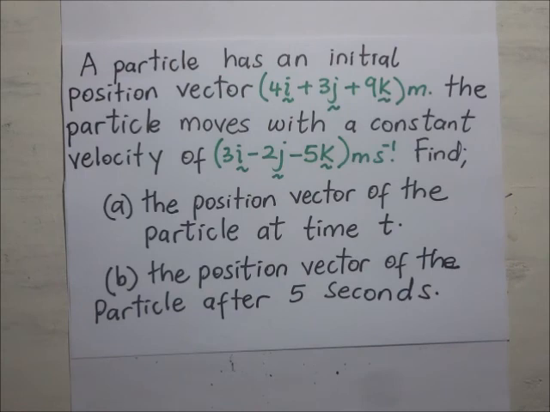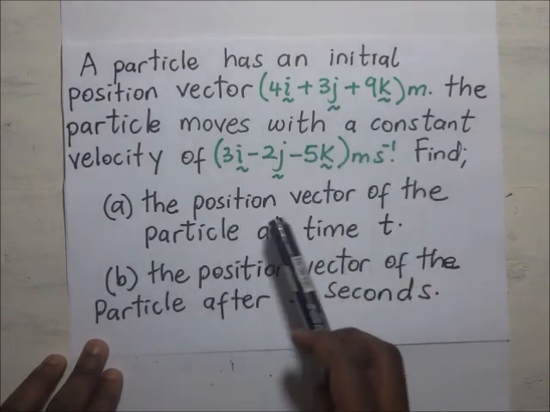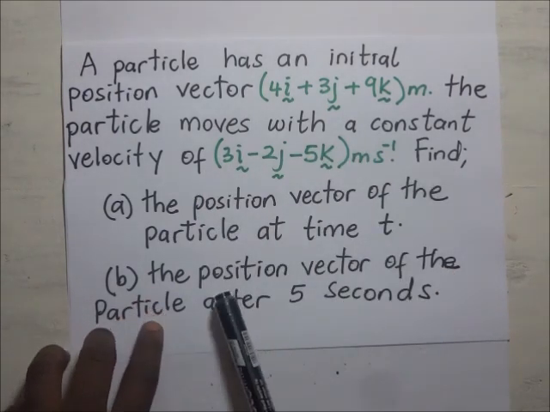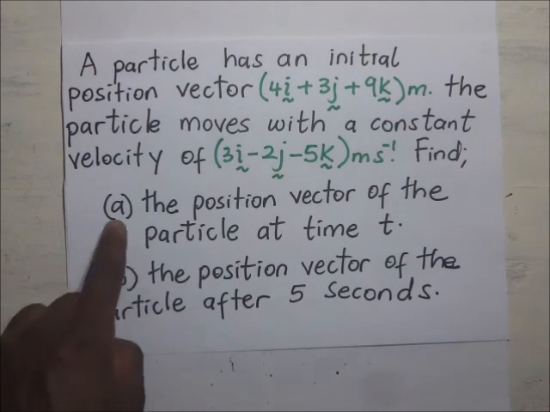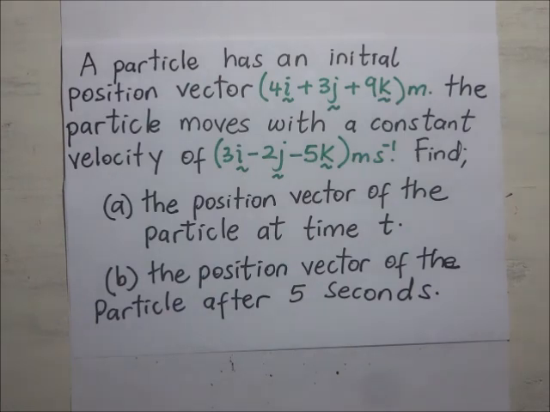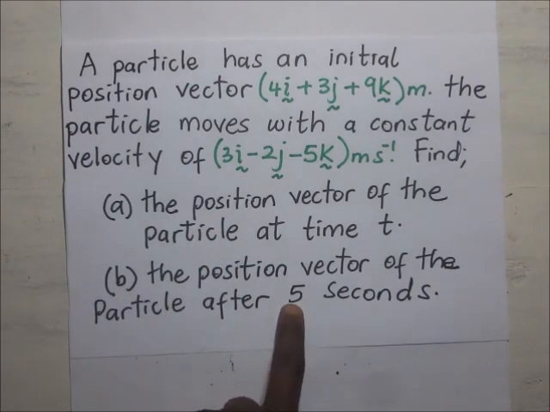You can try out the number on the screen. A particle has an initial position vector of that, in meters, and the particle moves with the constant velocity of this. Find the position vector of the particle after t. Then afterwards, the position vector of the particle after 5 seconds. For this kind of number, I expect that when you do part A, you will get an expression such that when you put 5 as the value of t, you should be able to get 19i minus 7j minus 16k as your final answer.